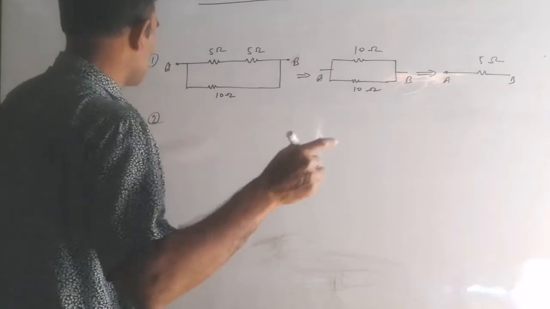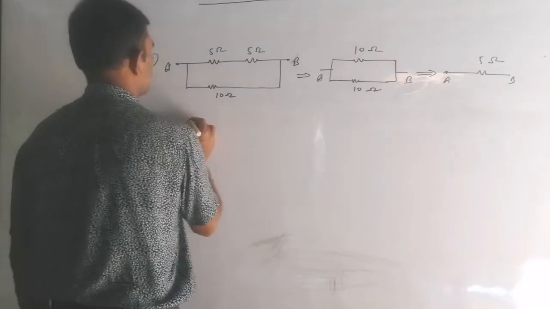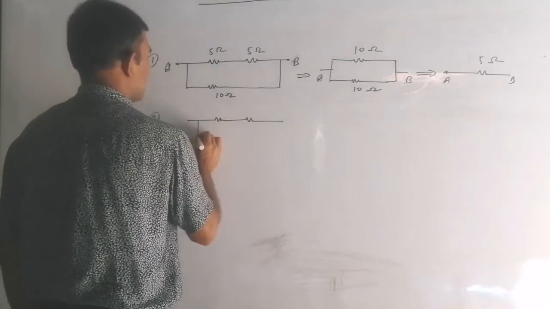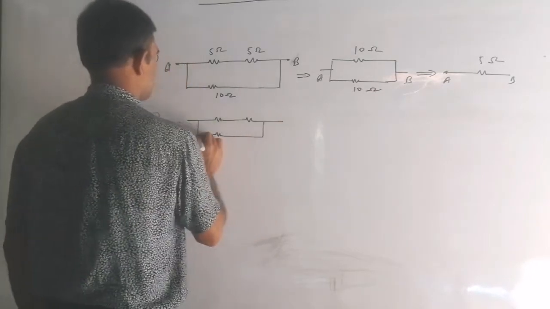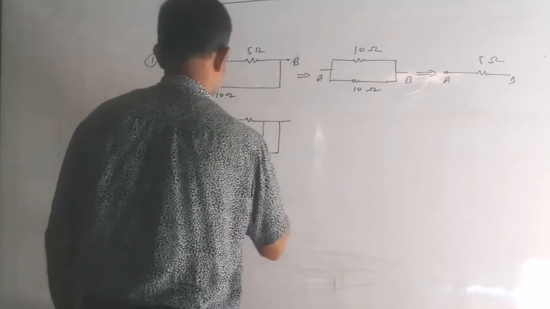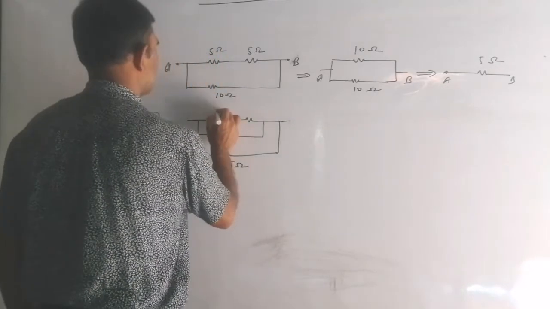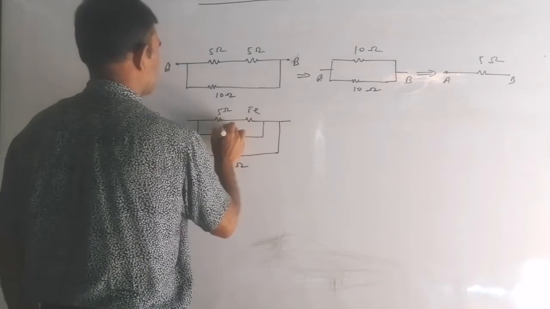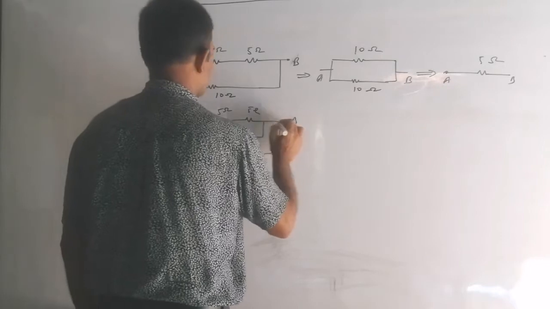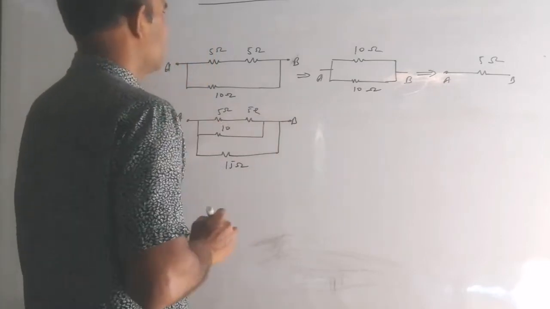You try along with me and tell me the answer fast. One resistance is here. Now tell me, this is 15 and this again is 5 ohm, and this is 10 ohm and this is 15 ohm. What will be the resistance from A to B? Come on, you can tell fast.